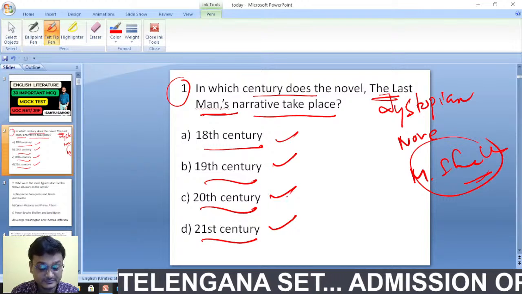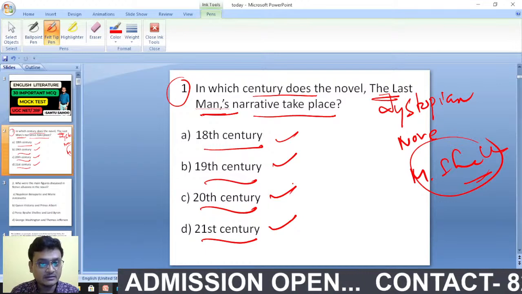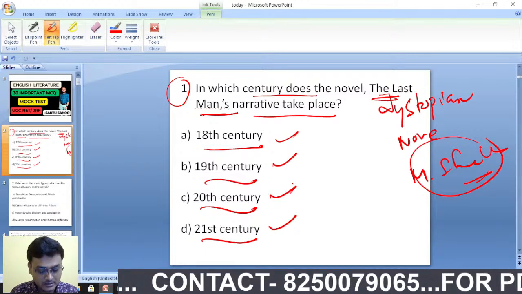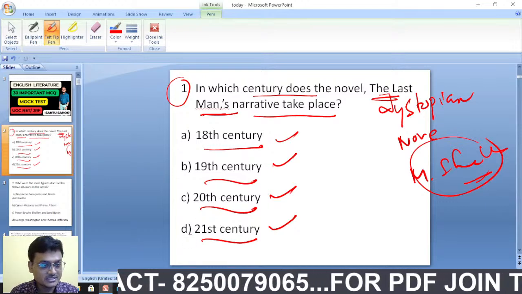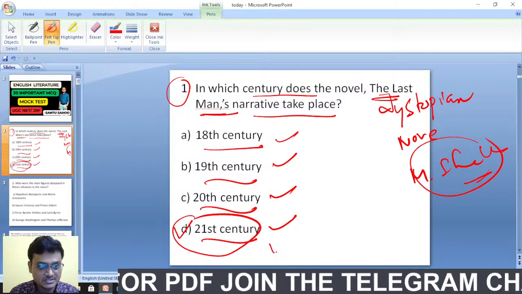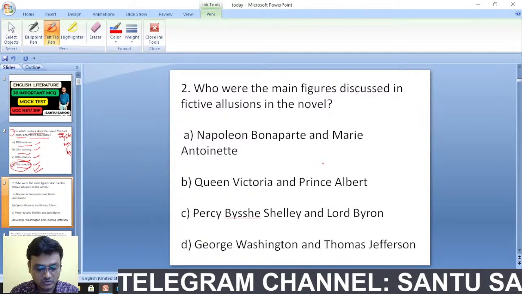Any idea? Mary Shelley has also written dystopian fiction that is called The Last Man. Yes, exactly. You're absolutely fantastic. This is the 21st century. Excellent. 21st century is the right answer. Excellent, Subramshu. Moving on to question number 2.